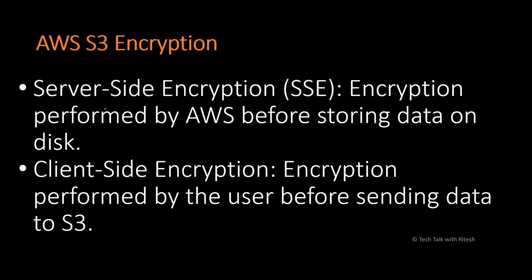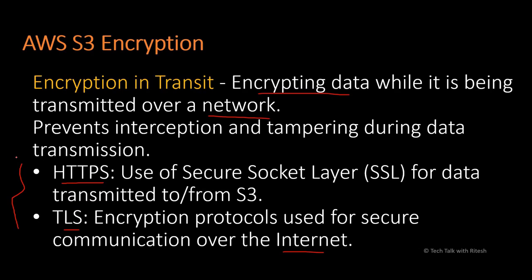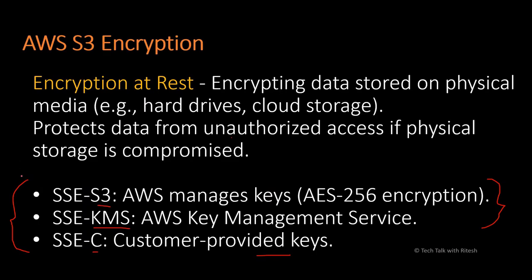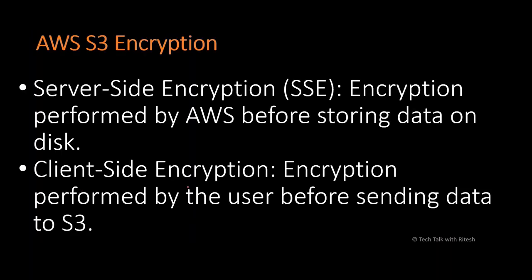Now AWS provides, like I said, two types of encryption. One is server-side encryption, and for server-side encryption we have these three options which I explained earlier: SSE-S3, SSE-KMS, and SSE-C. The second one is client-side encryption. Server-side encryption is performed by AWS before storing data on disk, and client-side encryption is performed by the user before sending data to S3.